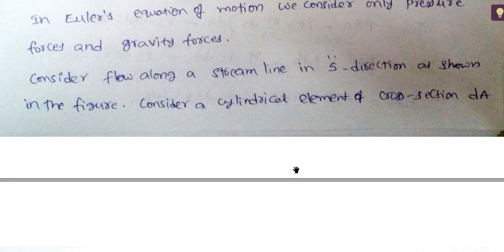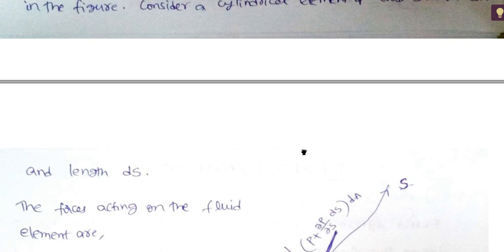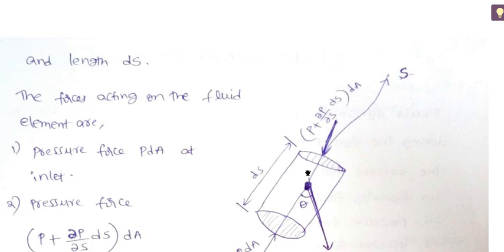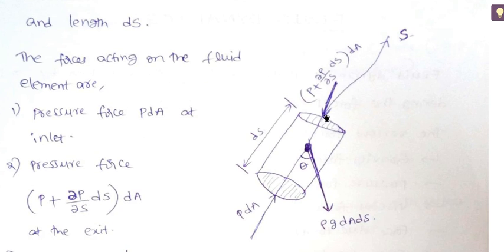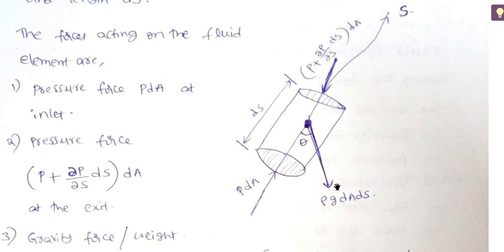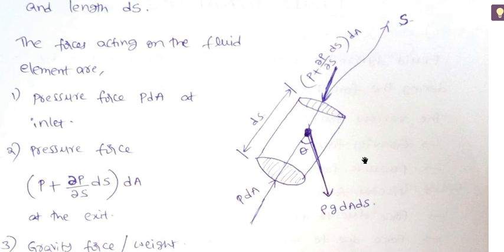So for this we are considering flow along a streamline. Consider this is the flow along a streamline. S represents the streamline, and consider a small cylindrical element for our analysis, which is inclined at some angle theta to the weight of the fluid. Now we can observe the various forces acting on the fluid element. Here fluid is entering and here it is leaving along the streamline.